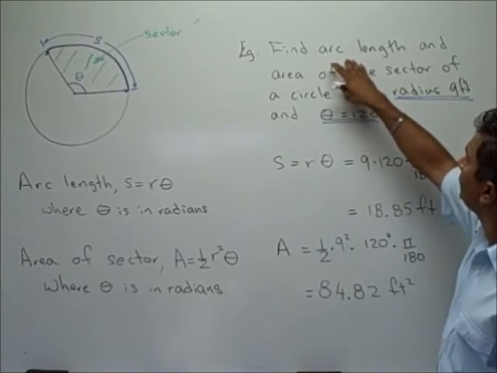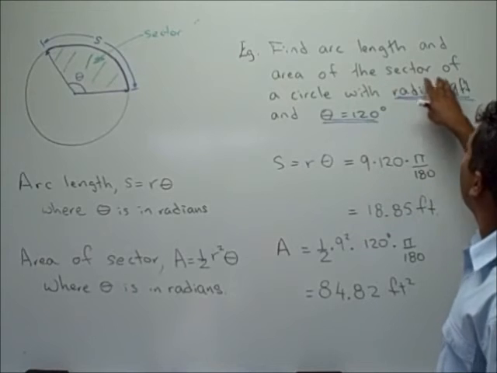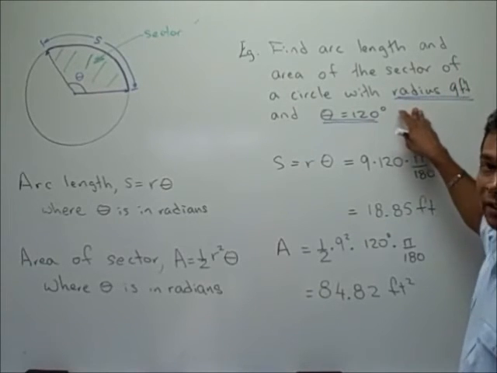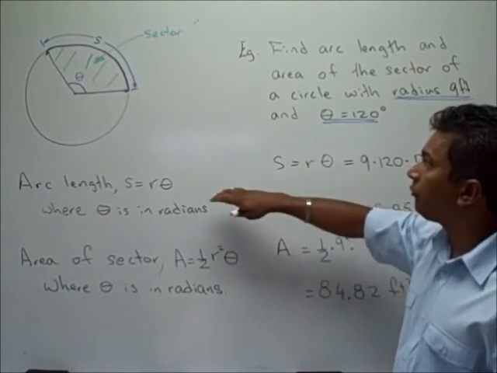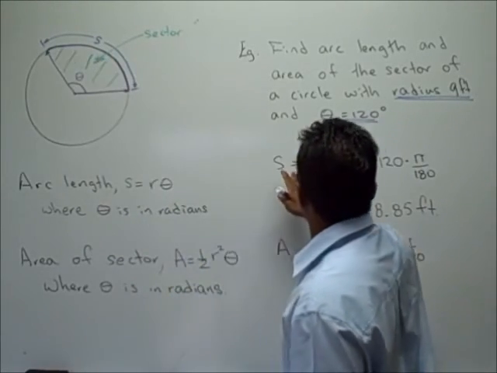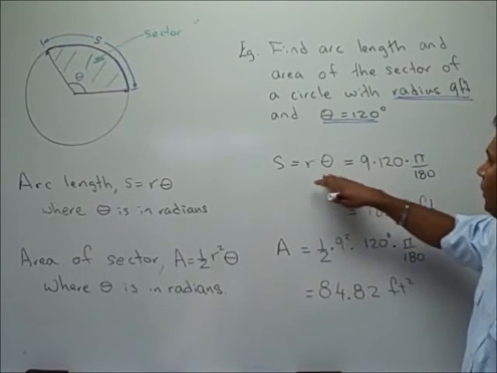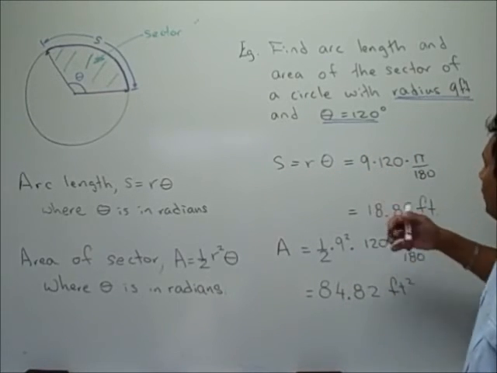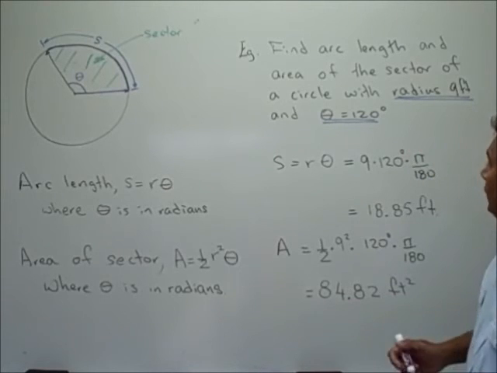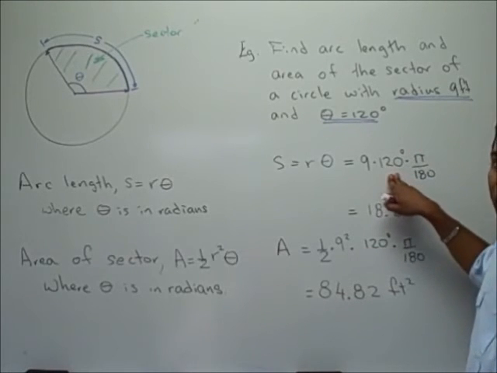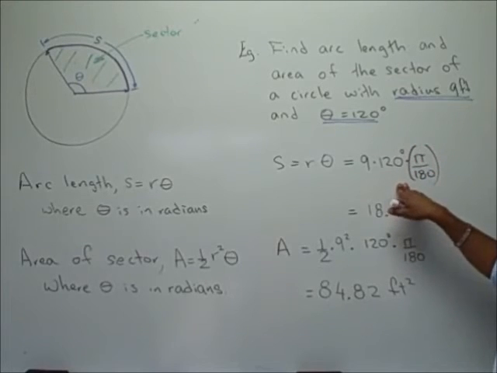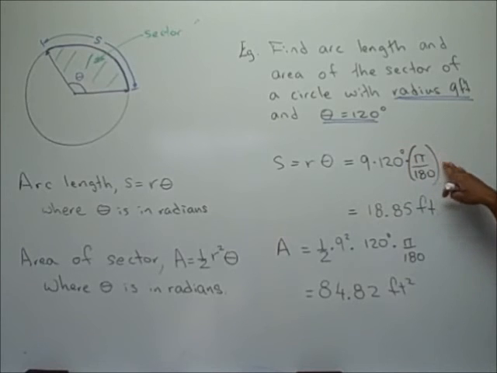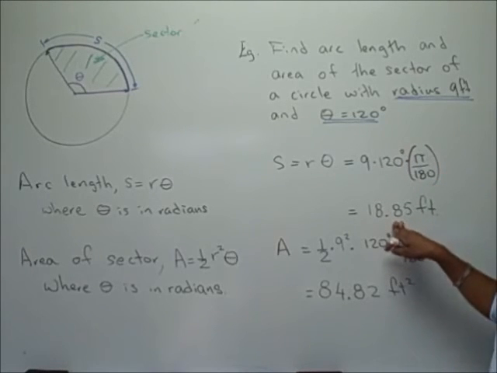Here we have an example. We're going to find the arc length and area of the sector of a circle. Radius is given as 9 feet and theta is 120 degrees. Using our formula to find the arc length S equal to R times theta, R is equal to 9 feet and theta is equal to 120 degrees. Since theta is in degrees, we need to convert it to radians, so we multiply by pi over 180. So 9 times 120 times pi over 180 will give us 18.85 feet to 2 decimal places.